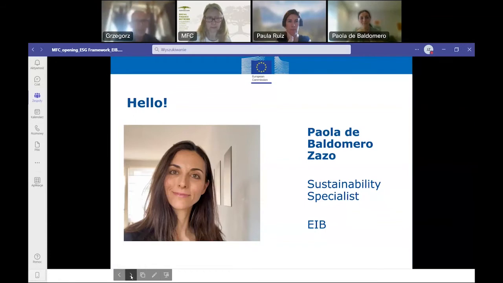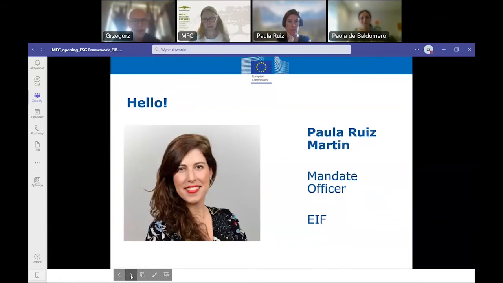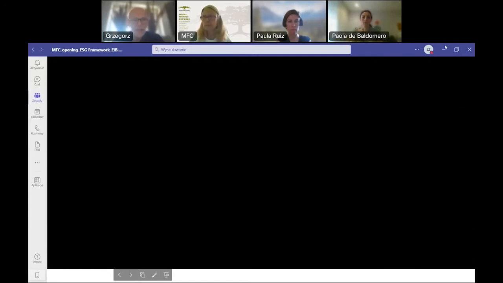And we also have Paula Ruiz Martin, who is a mandate officer at the European Investment Fund. Paula Ruiz has more than 10 years of experience in the financial and sustainable development fields, working for the private sector and international organizations. Paula currently works at the EIF as a mandate officer of social impact programs, developing and implementing EU financial instruments, and additionally she's involved in EIF's policy, ESG, and climate-related cross-cutting projects. So super that Paula, you join us for this, and the floor is yours.